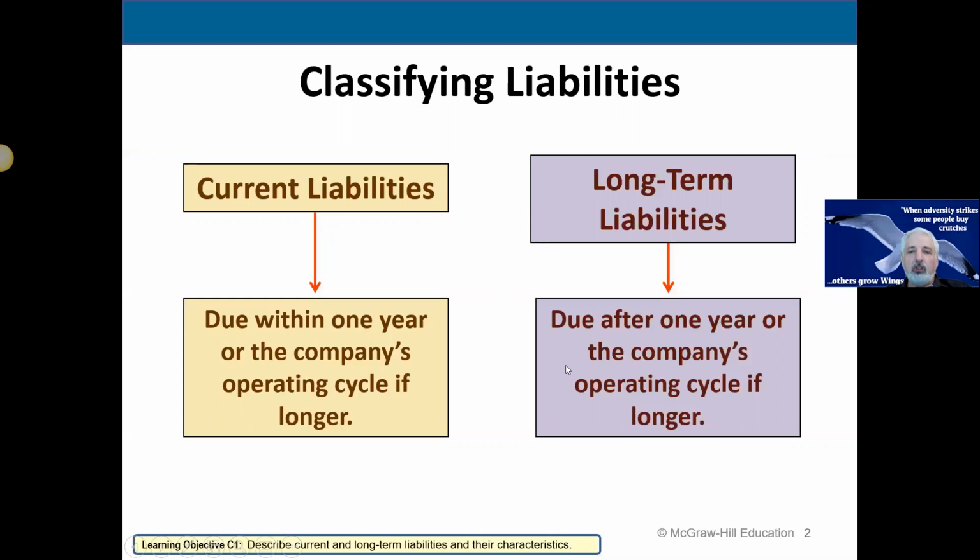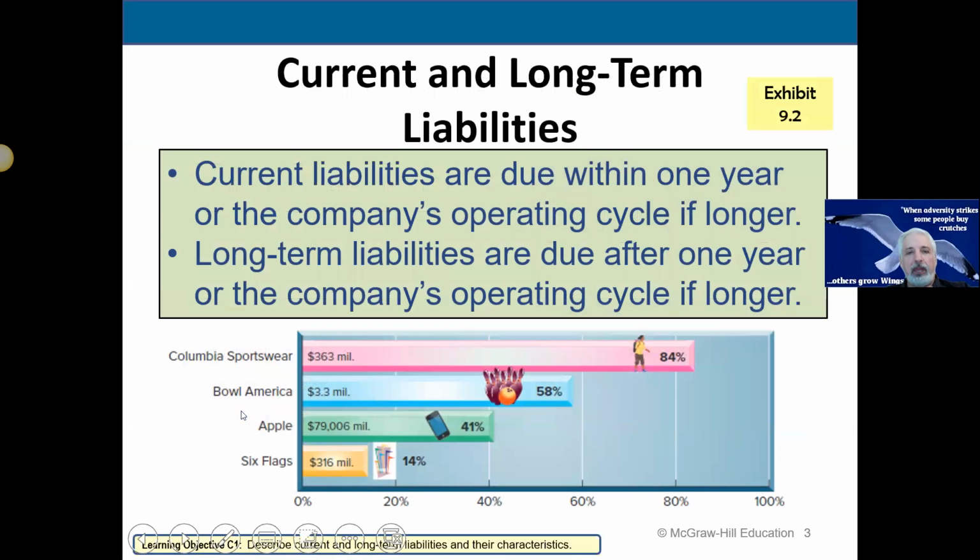And then long-term are due after 1 year or the company's operating cycle, if longer. Now, that doesn't mean if we take out a 90-day note on November 1st and it's due January 31, that it is no longer a 90-day note, that's still a current liability. We're not talking about fiscal year, we're talking about 12 months worth of a year in terms of calculating and analyzing. So we look at classifying liabilities. We're going to talk about payroll as well today. So let's look at current liabilities due within a year, company's operating cycle, long-term due after.